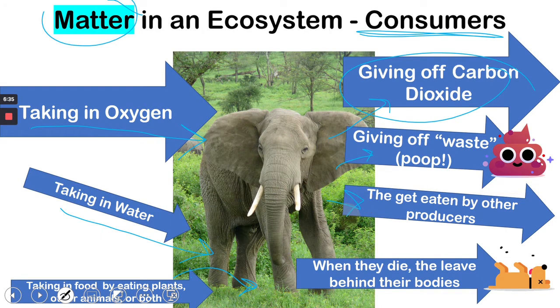They get eaten by other consumers. So maybe not as many grown elephants, but baby elephants sometimes get eaten. And a lot of other consumers become prey to predator consumers. They get eaten. And all consumers eventually will die. And when they die, their bodies are matter that gets left behind for other organisms.